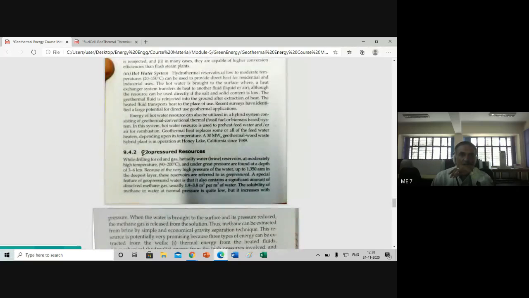Now coming to the geopressurized resources. While drilling for oil and gas, hot salty water brine reservoirs at moderately high temperatures, 90 to 200 degrees Celsius, and under great pressure are found at a depth of 3 to 6 kilometers, because of the very high pressure of the water, up to 1350 atmospheres in the deepest layer. Say 1350 times the atmospheric pressure. Such an enormous pressure is present in the deepest earth layer. These reservoirs are referred to as geopressurized.